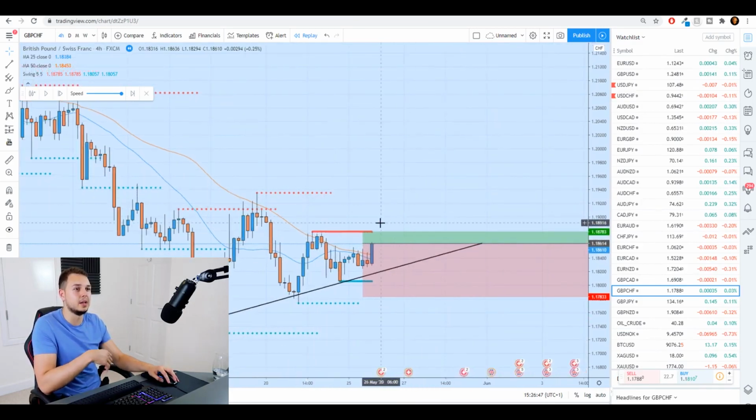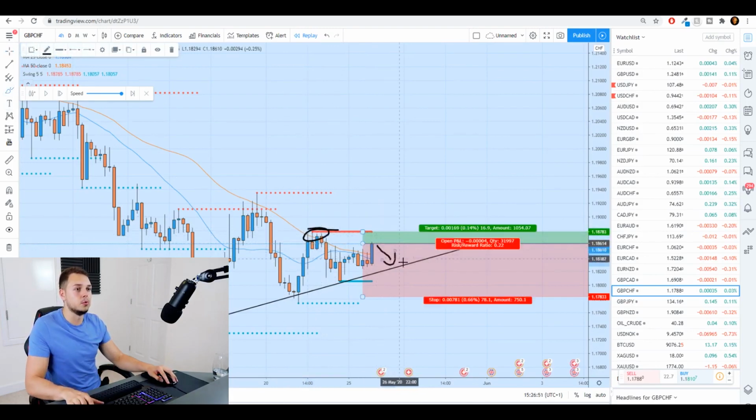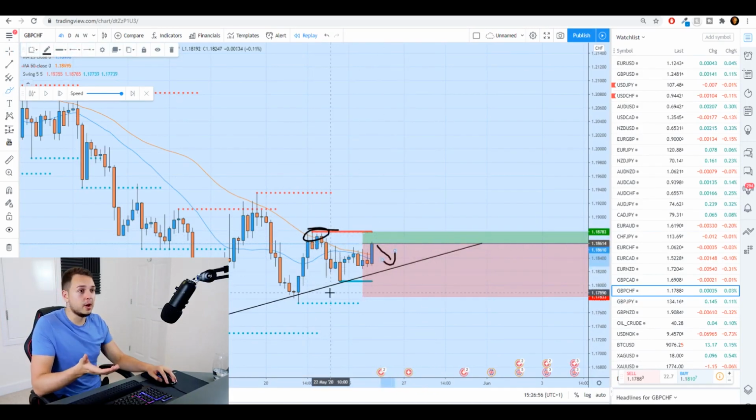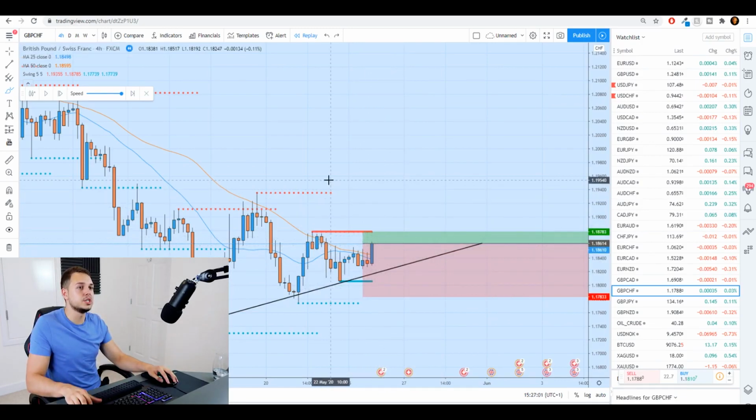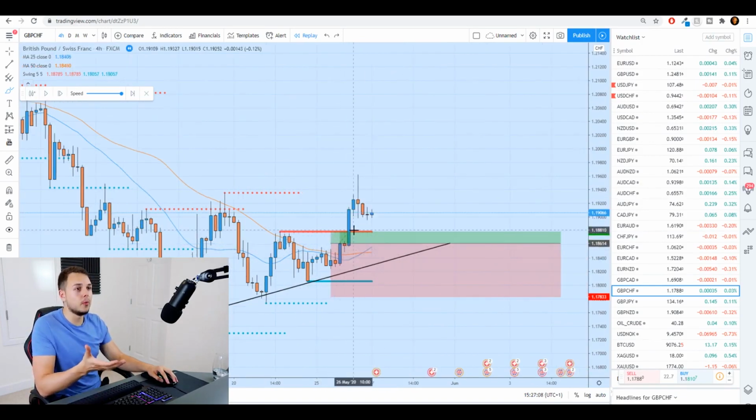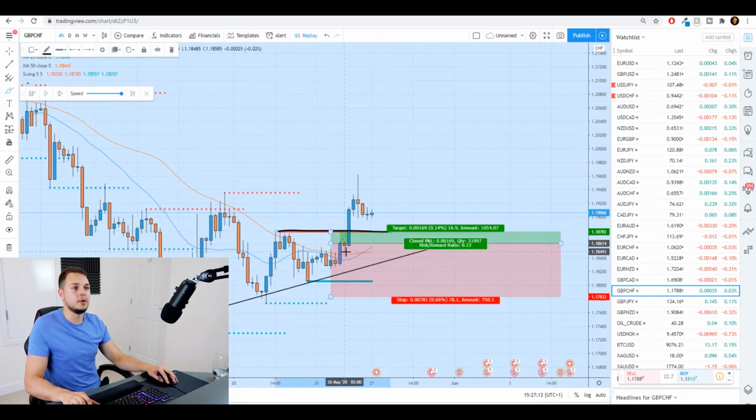So very likely it's gonna respect this area zone and then turn around and move towards the downside, respecting the upwards trend line, or it's gonna break it towards the upside. So let's just see what happens. It shoots through it, right? We have this area zone, so we know this is pretty much an area of sensitivity.